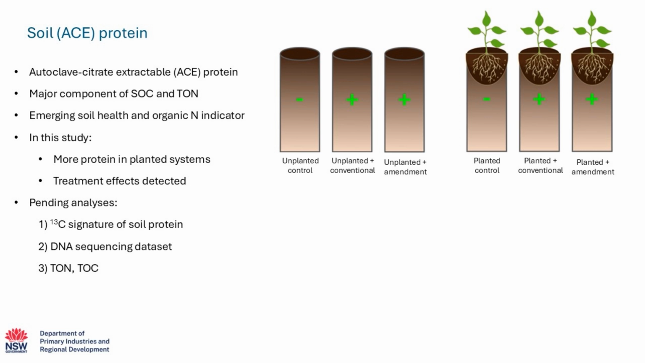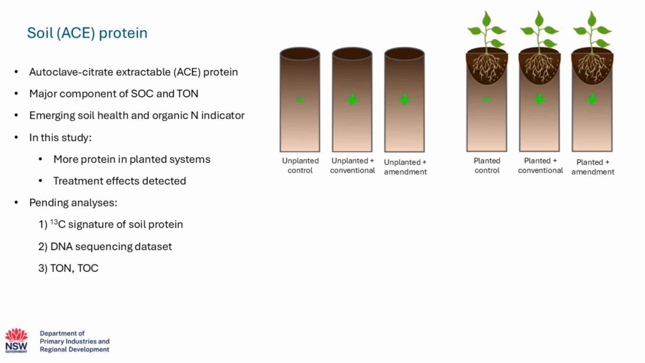So in this study, planted systems produced more soil protein than unplanted systems, likely due to the additional carbon inputs from plant root exudates. Pending analyses for this study include 13C isotopic signatures of soil protein, DNA sequencing of microbial communities, and measurements of total organic nitrogen and carbon.